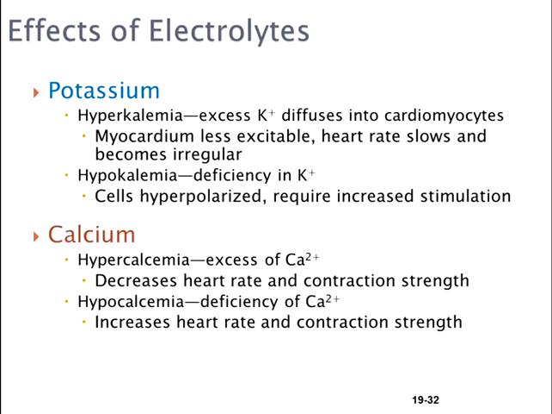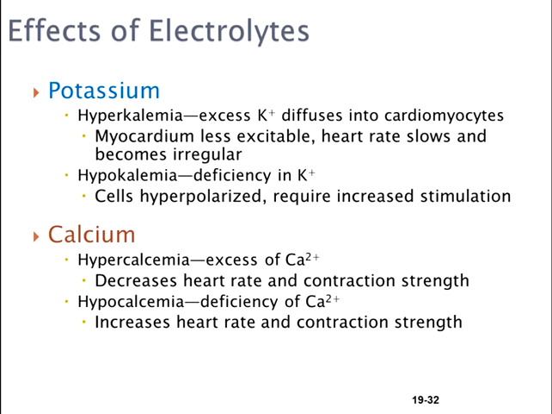All right, what about electrolytes? Well, you have electrolytes such as potassium and calcium that are going to affect the heart, both in heart rate and contractility, and that was in the previous slide you saw. But with hyperkalemia, you're going to see an excess of potassium diffusing into the cardiomyocytes. The myocardium then becomes less excitable, and when that happens, the heart rate slows down and it becomes irregular, okay, especially if it's beyond normal.